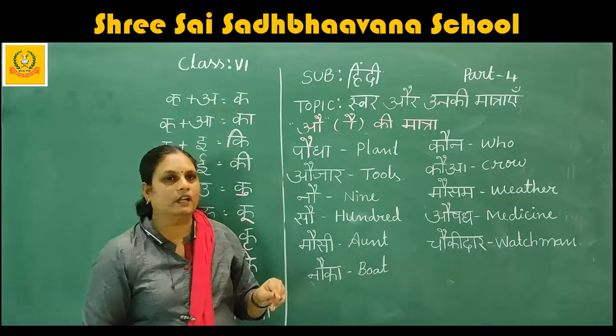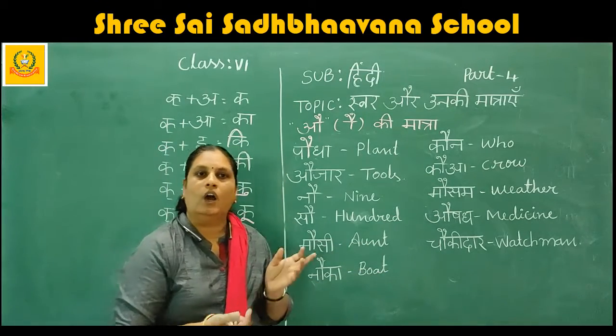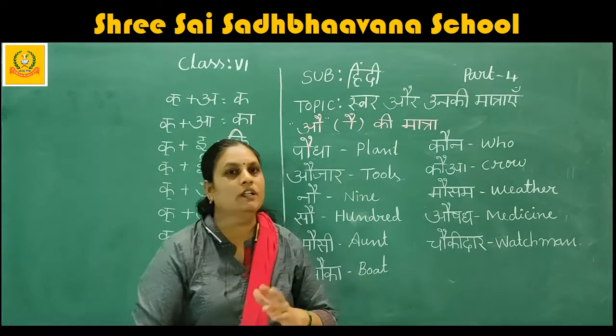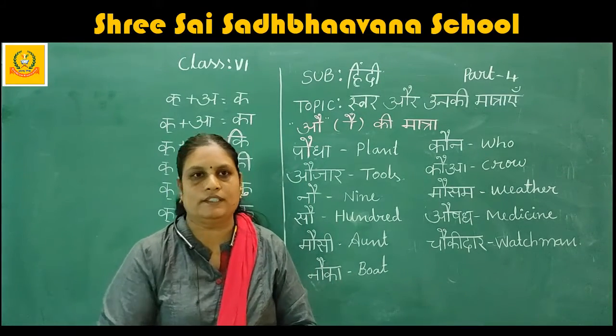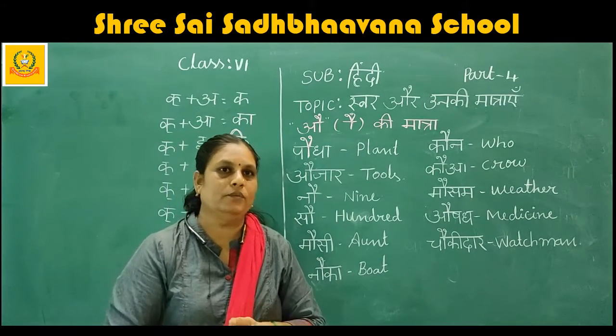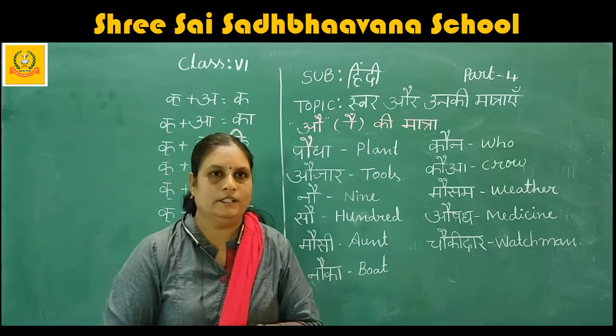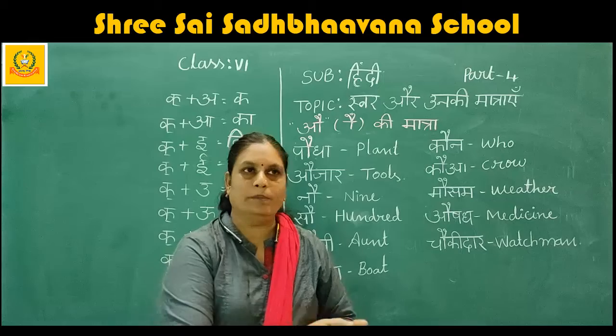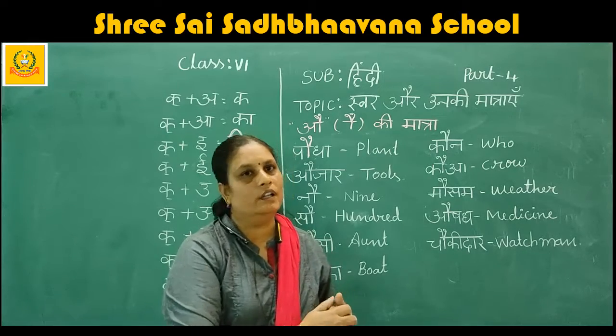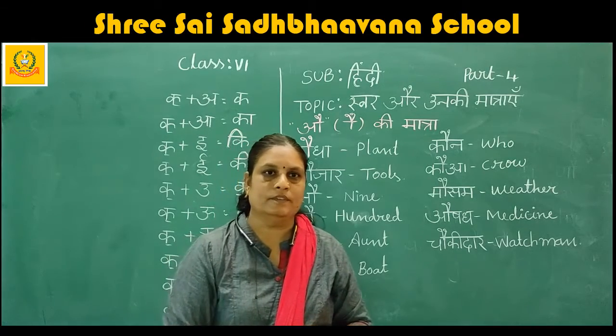Up to Auki matra we completed. Oki and Auki matras, we completed, children. So, this much is enough. Two matras is enough. In the next class, we'll move to another two matras, that is Am and Ah matra. Okay, I hope you understood, children, this Oki and Auki matra. Thank you.